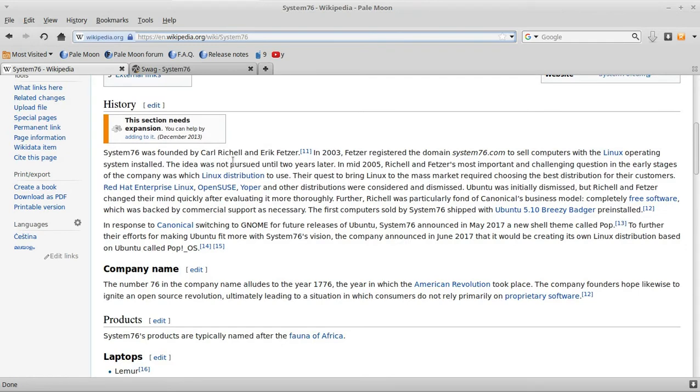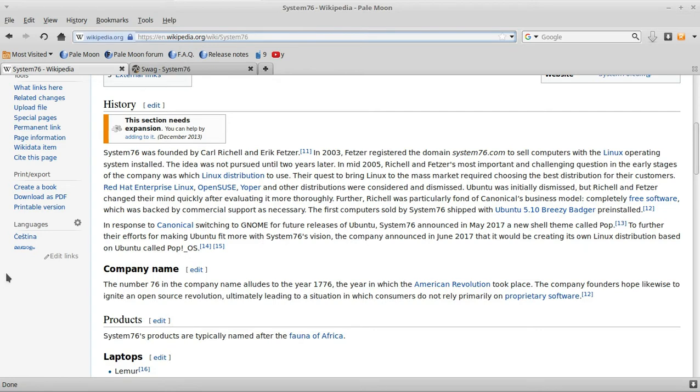Founded by Carl Reichel and Eric Fetzer, the domain system76.com was registered in 2003, and they started shipping computers in 2005, of course, with Ubuntu. Now, this year, Canonical switched to GNOME for future releases of Ubuntu, the GNOME desktop environment. So, System76 announced in May a new shell theme called Pop, a distribution called Pop OS.